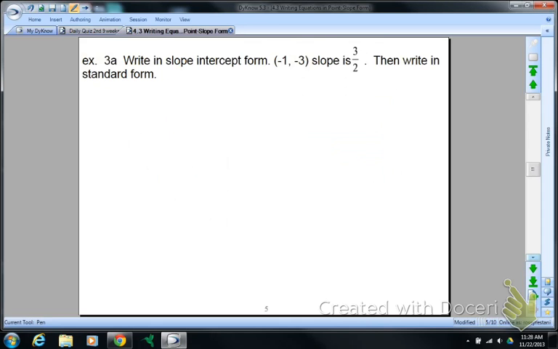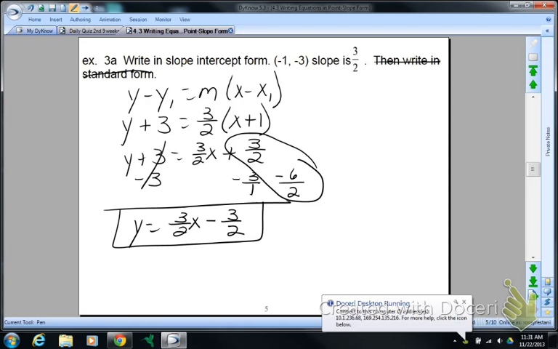Example 3a, write in slope-intercept form. Again, we're going to ignore the put in standard form. We'll come back and do that later. So let's write the formula. Okay, y'all try to do this one by yourself too. So you get y equals 3/2 x minus 3/2. You got to be careful about the negatives.